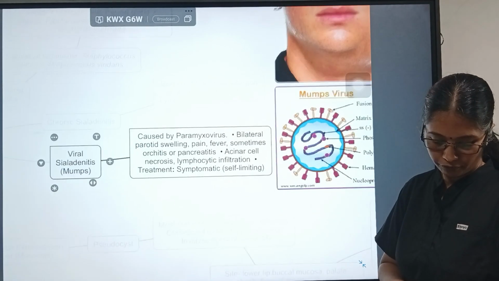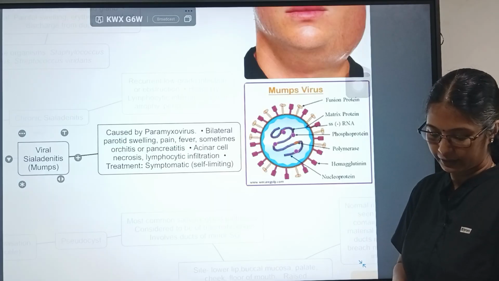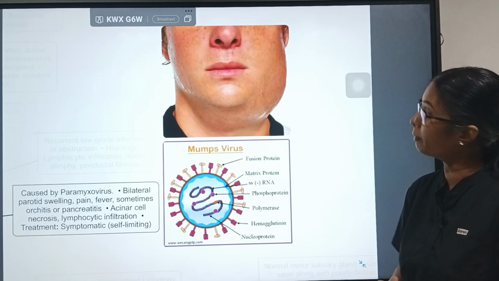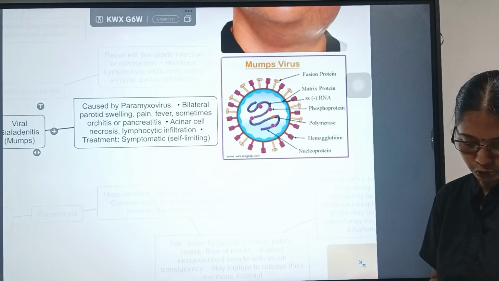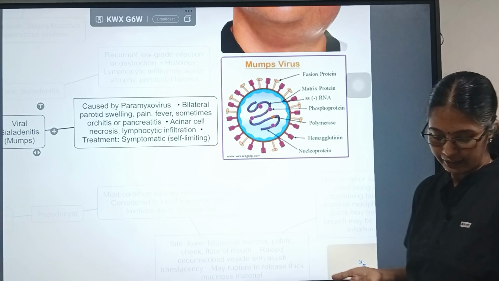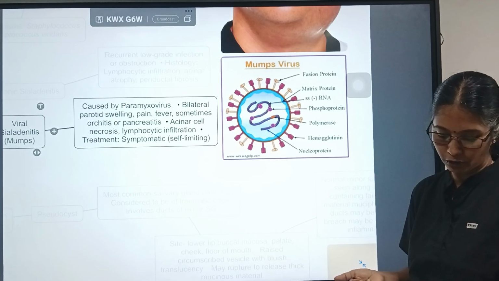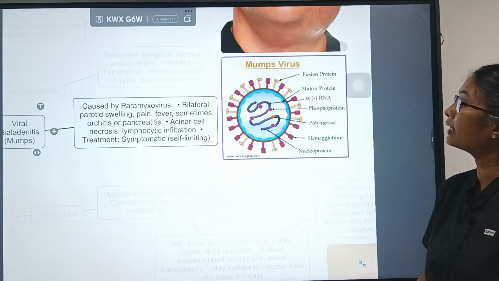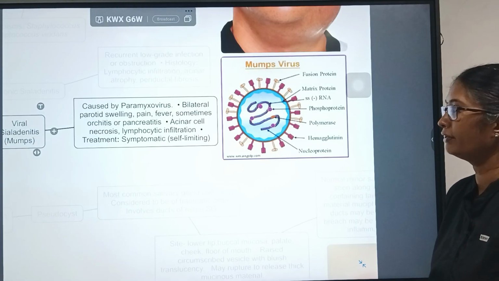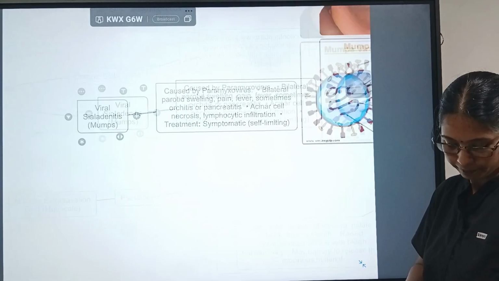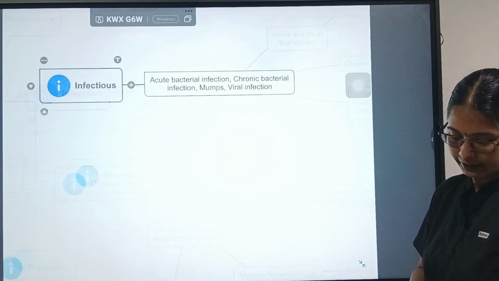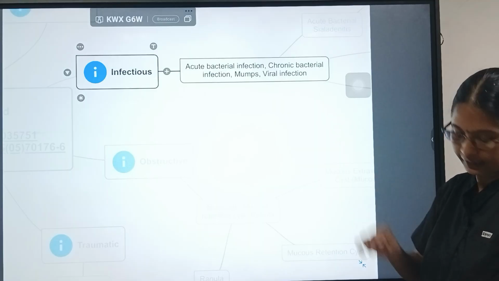And when we talk about viral sialadenitis, mumps, you can see this patient with mumps, and this is the mumps virus. This is caused by a paramyxovirus. It causes bilateral swelling, pain, fever, sometimes orchitis or pancreatitis, and acinar cell necrosis and lymphocytic infiltration are seen. Treatment is symptomatic and it is self-limiting. So these are the infectious lesions of the salivary glands.